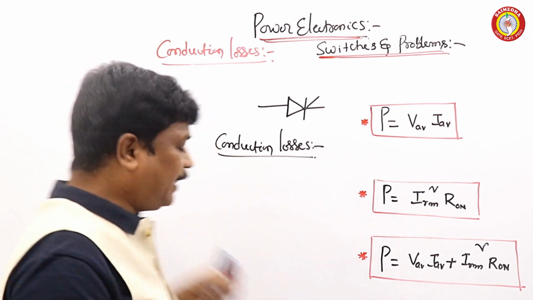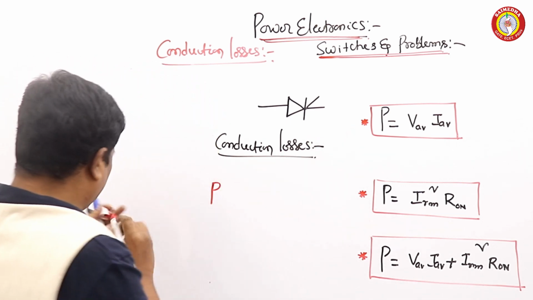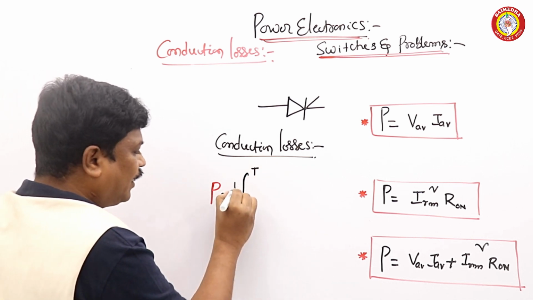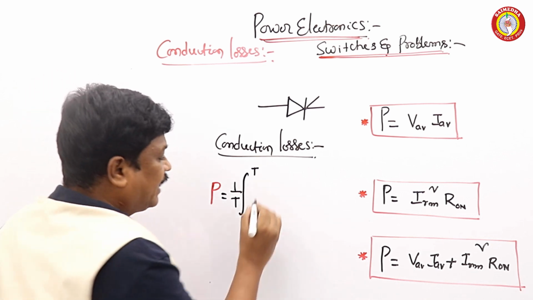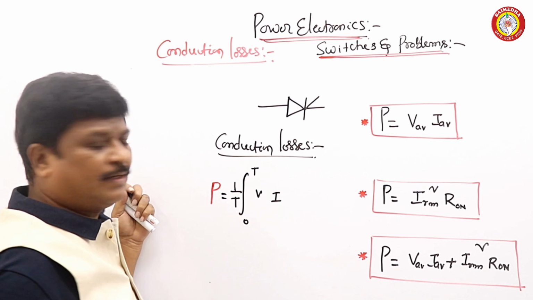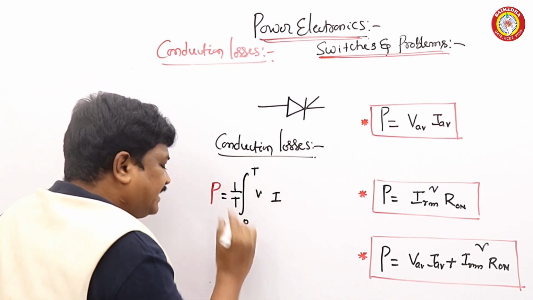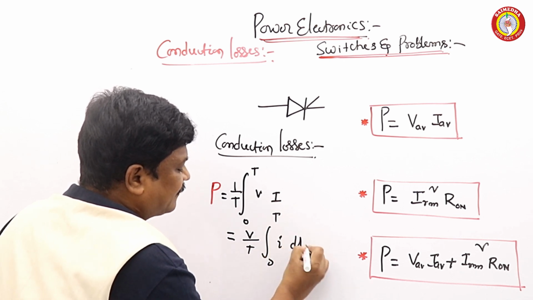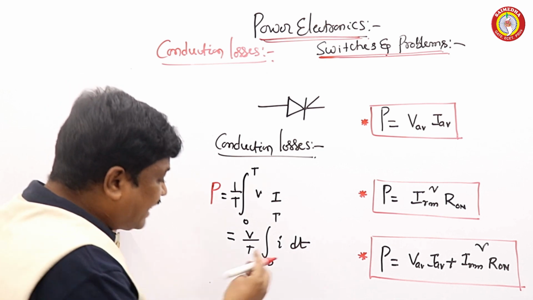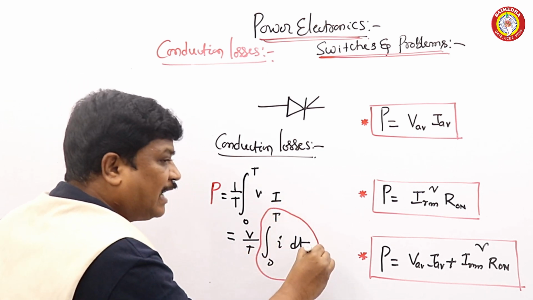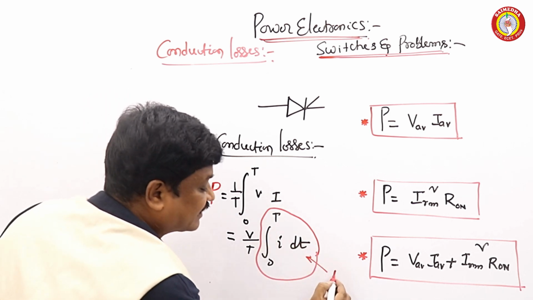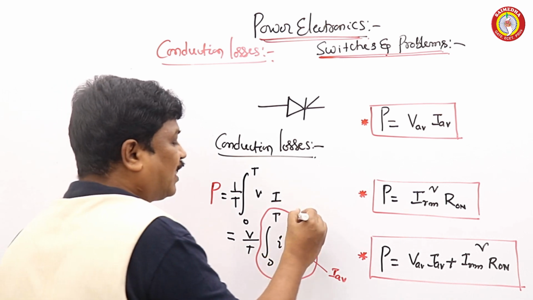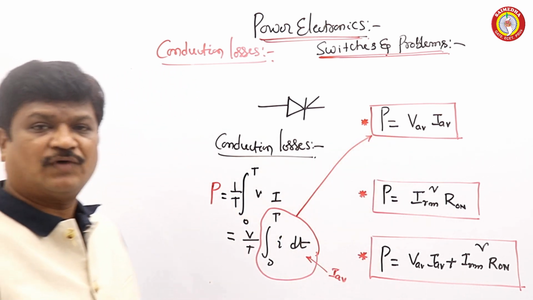If you see, for example, as we know the formula, power P is equal to the integral from 0 to T, 1 by total time period, V into I. For example, if the voltage is constant, I will take it outside: V divided by T, integral 0 to T of I dt. Sir, how does this equation look? This belongs to the average current equation. It looks like I average. If the voltage is constant, we have to take V into I average. This formula I have to use.